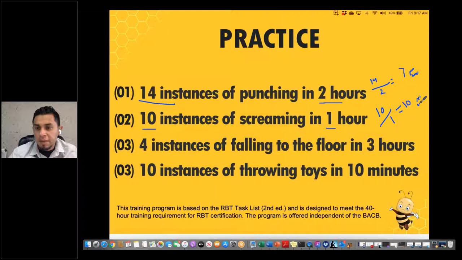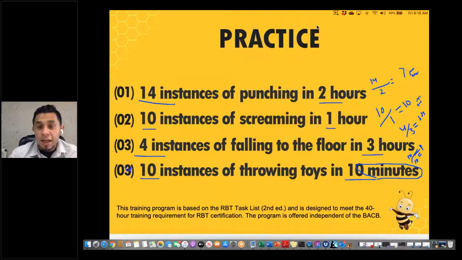Okay. And then the next one is 4 instances of falling to the floor in 3 hours. So you're going to divide 4 by 3, and that gives us 1.33. Then the next one, and this should be 4 here, I don't know why I put a 3 here. It'll be 10 instances of throwing toys in 10 minutes. For that, we're going to calculate per minute, which does happen sometimes. You may change this particular dimension to something else. So that is 10 divided by 10, which is one instance per minute. Okay. So that's how we calculate rates.